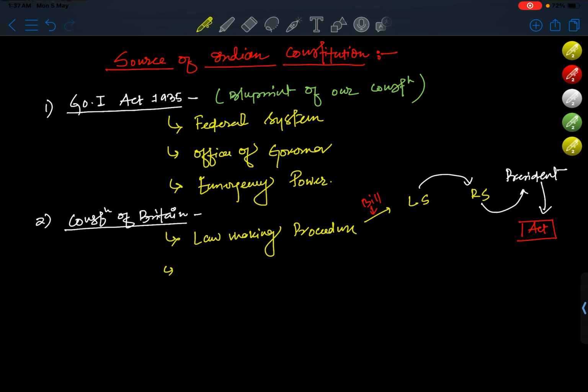Next, rule of law. Whatever the situation may be, whatever person, however powerful, the rule of law will prevail always. Next, single citizenship.